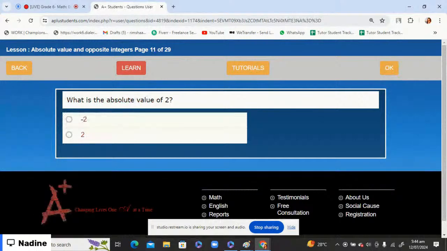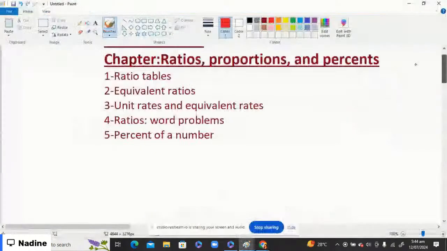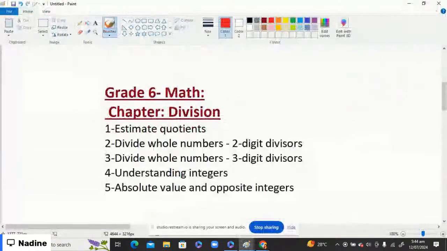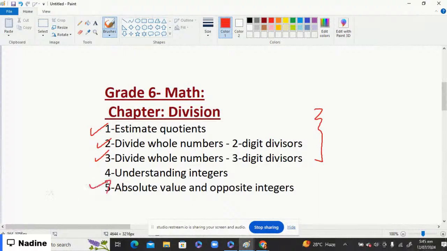Hope you guys understand this lesson as well. Make sure before starting the next session you practice all these questions, and for any help with any of the questions, you can contact tutors on Skype, available Monday to Friday 5 to 9 p.m. So today we discussed grade 6 maths. The chapter we discussed is division, and these first three lessons are for division: estimate quotients, divide whole numbers with a 2-digit divisor, and divide whole numbers with a 3-digit divisor. And then these two lessons are for the chapter integers: understanding integers, and absolute values and opposite integers.